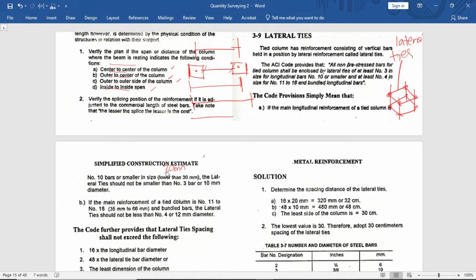So, pag ang main bar mo is lesser than 30 mm, ang lateral ties na gagamitin mo is smaller than or equal sa 10 mm. So, or equal sa 10 mm. Pero naman pag ang main reinforcement mo is number 11 or number 18, which is 35 mm and 56 mm respectively, unbundled bars ito, the lateral ties should not be less than number 4 or 12 mm diameter. So, yan yung condition natin.